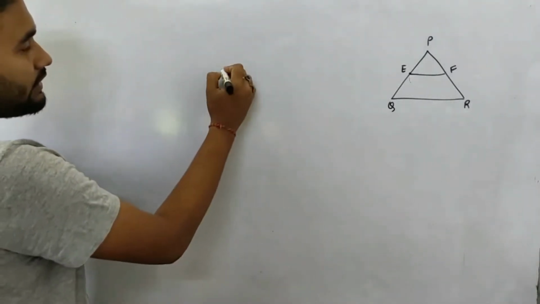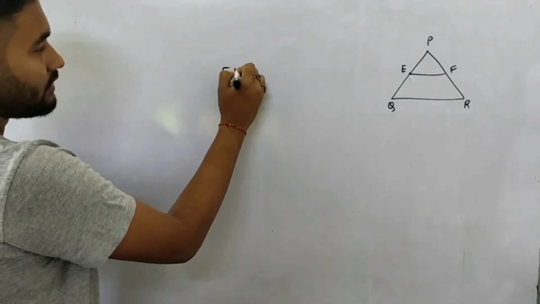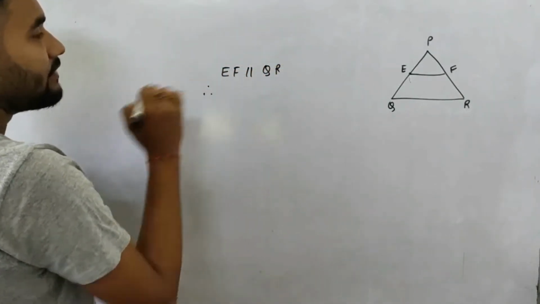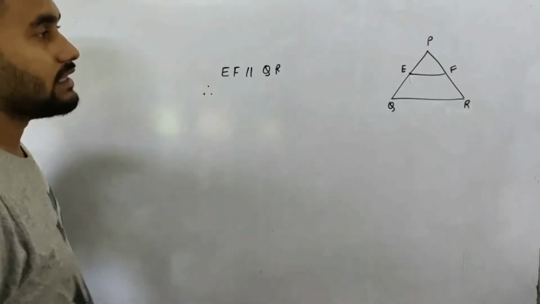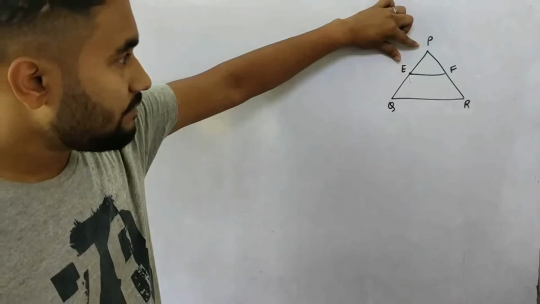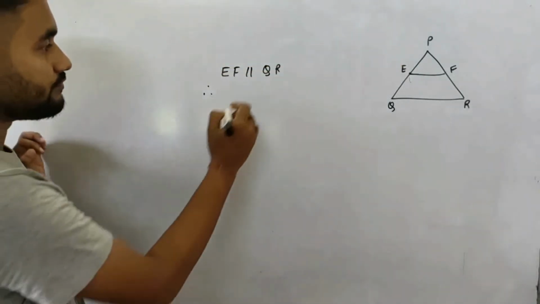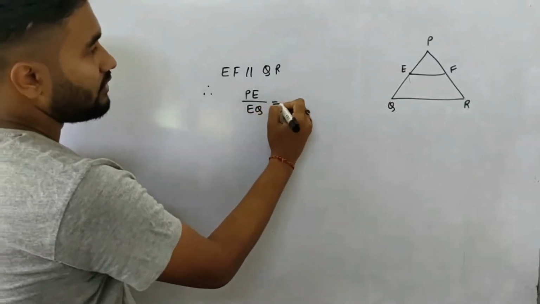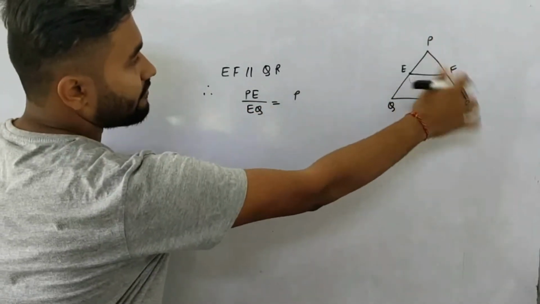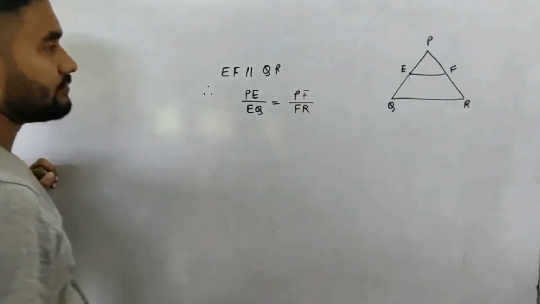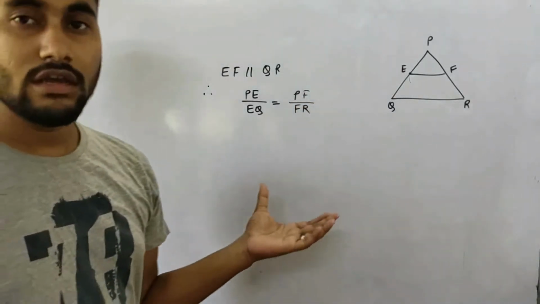In the last class we did the basic proportionality theorem, or Thales theorem. If EF is parallel to QR, then by Thales theorem the other sides will be proportional. That is, PE by EQ will be equal to PF by FR. This one we have done in our previous class.